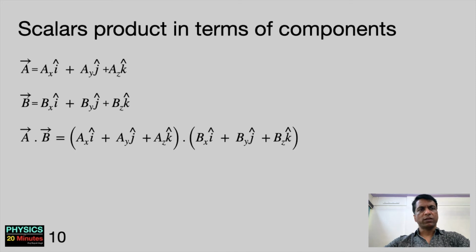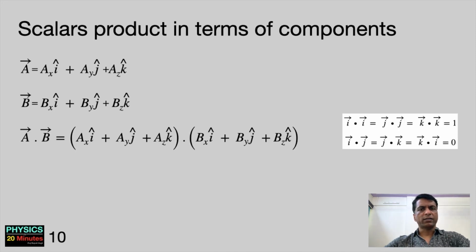Unit vectors will undergo dot products with each other. Do remember the identities that we have developed earlier. i cap dot i cap, j cap dot j cap, k cap dot k cap is equal to 1. i dot j, j dot k, k dot i is equal to 0. So if you expand the bracket and use these identities, you will simplify the equation to ax bx plus ay by plus az bz.